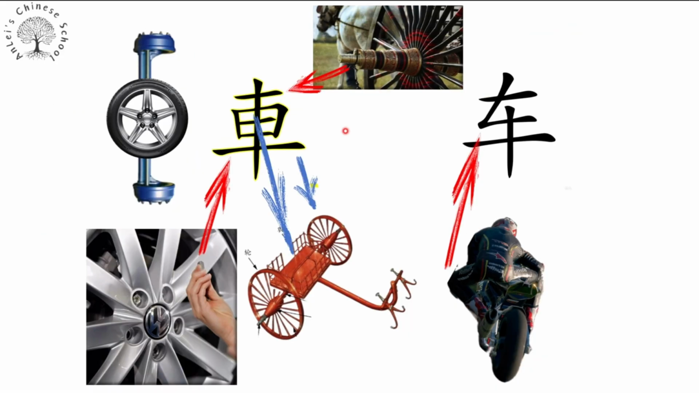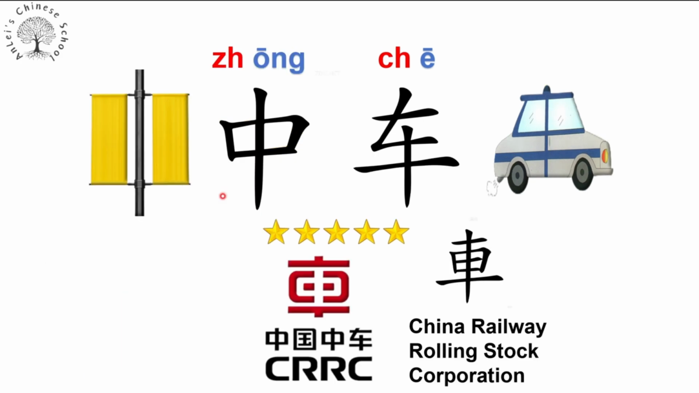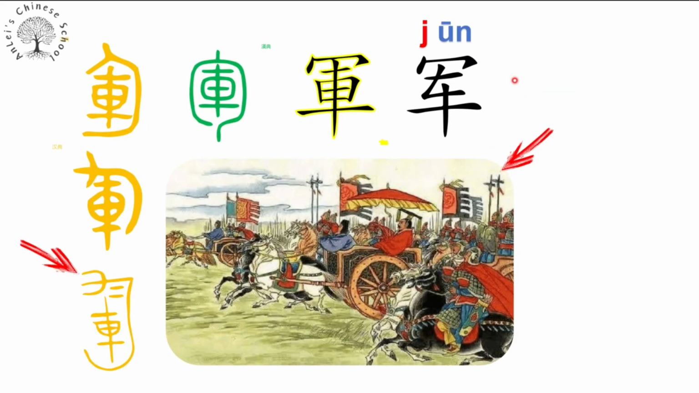The traditional character of 车 has 2 explanations. One is the top view of a chariot. This is the carriage. These are 2 wheels on both sides. Another explanation is in the middle is the wheel, and on 2 sides is a part fixing the wheel. The simplified character is easy to write. It's like a motorcycle rider. 车: automobile, vehicle, car. 中车, CRRC. And you can see the logo of the company is just like the character 车.